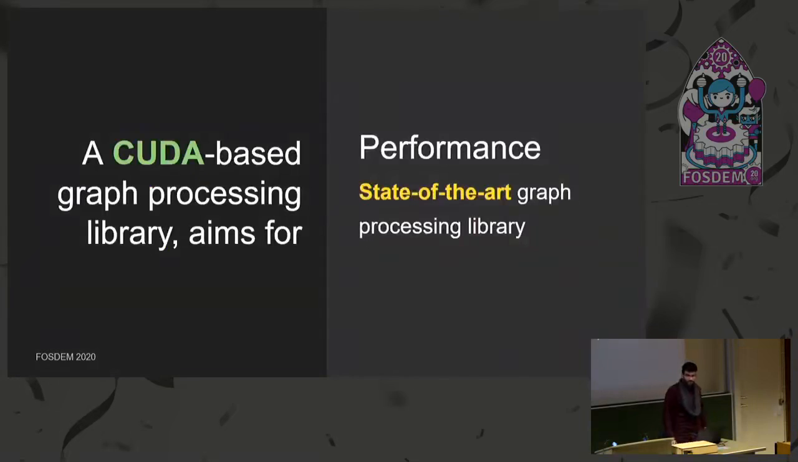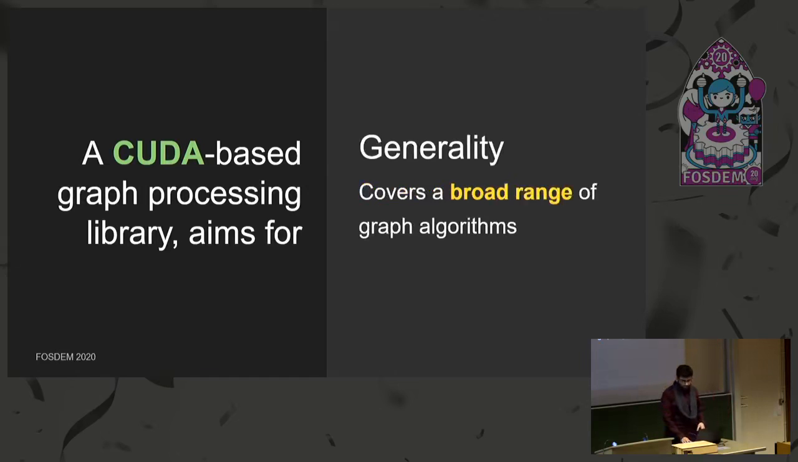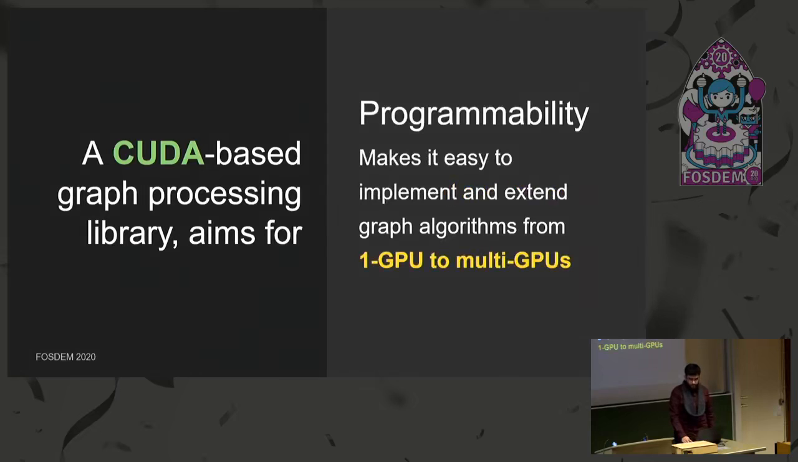So what is Gunrock? Gunrock is a GPU-based graph processing library, like I already said, which aims for performance. You can write state-of-the-art graph algorithms using our library. It also aims for generality, so it covers a broad range of graph algorithms, and I'll give you a list of algorithms that we have already implemented and ways that you can implement your own graph algorithm. And programmability, which is really cool because you can implement your own graph algorithms and then extend it to go from a single GPU to a multi-GPU environment pretty easily using Gunrock.